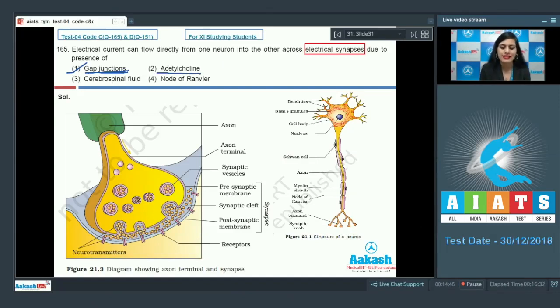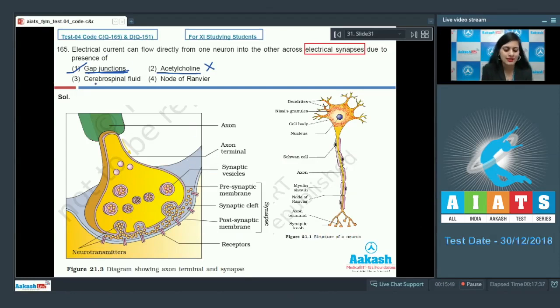The second option given is acetylcholine, and this is an incorrect option. Acetylcholine is a neurotransmitter in chemical synapse, as you can see here, which is representing a neuromuscular junction. This is the axon terminal, and this is the presynaptic membrane where exocytosis of neurotransmitter is occurring, and these are the neurotransmitters, for example acetylcholine, which are released at the synaptic cleft. And these neurotransmitters then bind to the receptors which are present on the postsynaptic membrane. And this complete presynaptic membrane, synaptic cleft and postsynaptic membrane will form the chemical synapse. So acetylcholine is a neurotransmitter which is involved in chemical synapse and not in electrical synapse.